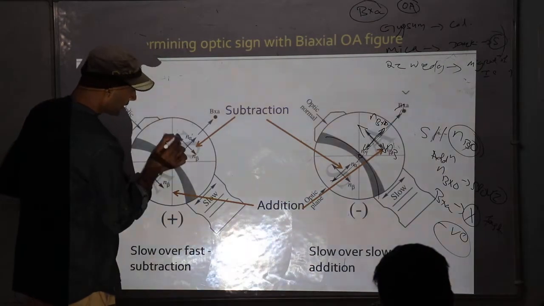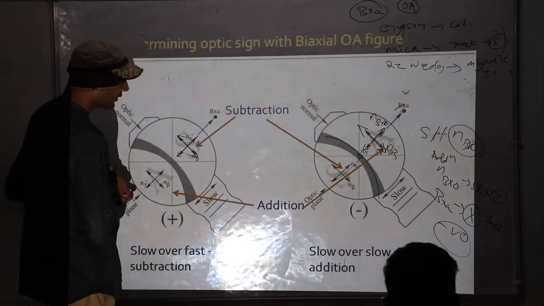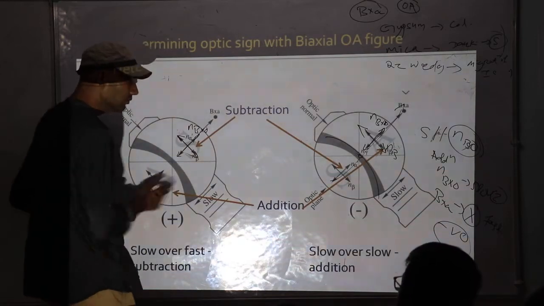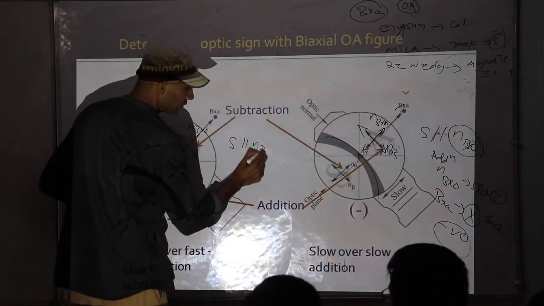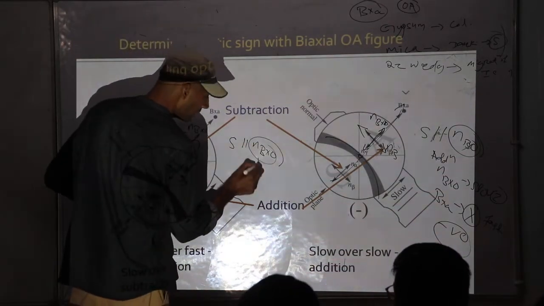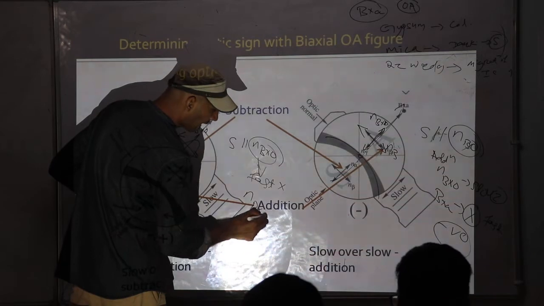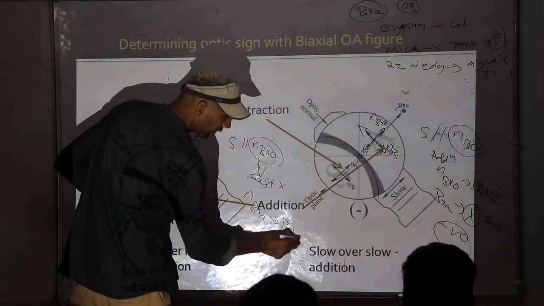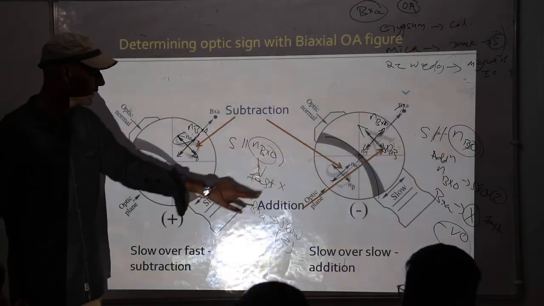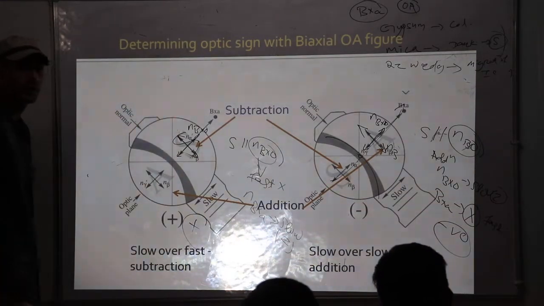Talking about here, this is n beta, this is n BXO. Now n BXO is parallel to slow. You are getting subtraction here. So n BXO is opposite in nature, that is fast. Fast means X. So n BXA will be slow or Z. Acute bisectrix will be Z. Because obtuse is fast, so acute will be slow, so that is Z. So mean line is positive.